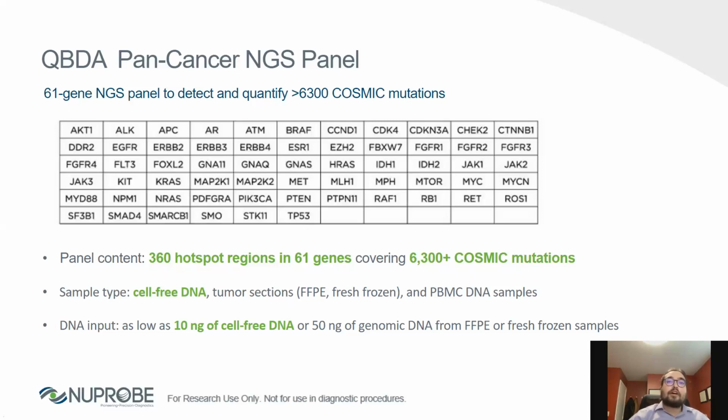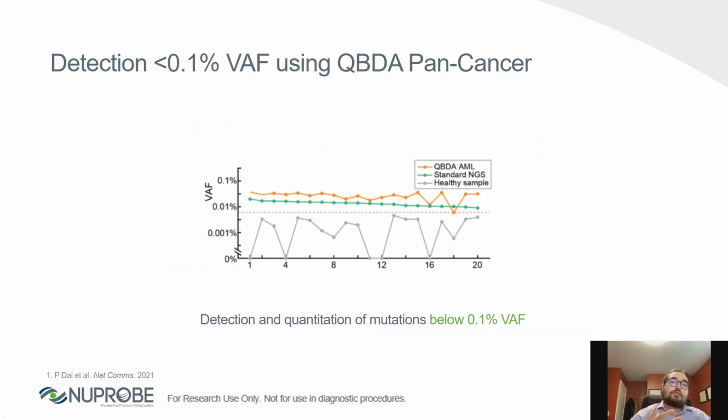But what I wanted to highlight was really data that was kind of similar to what I showed earlier with the AML panel. So using a number of contrived samples that we prepared similar to what I showed earlier, we demonstrated our ability to detect and quantify mutations below 0.1% VAF, and in some cases 0.01% VAF, and showed good concordance with a standard NGS method with UMIs but without enrichment. Suggesting that we can really significantly expand the content of our panels while maintaining the performance and the benefits of BDA.